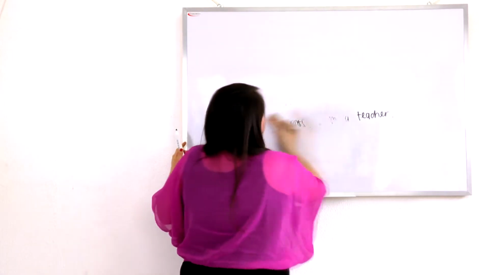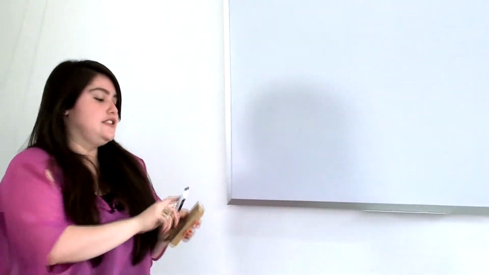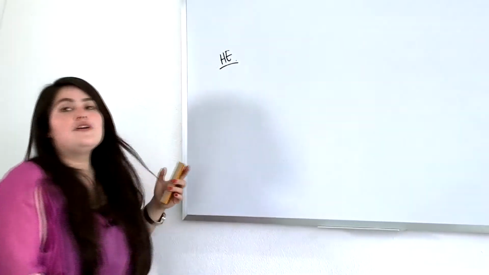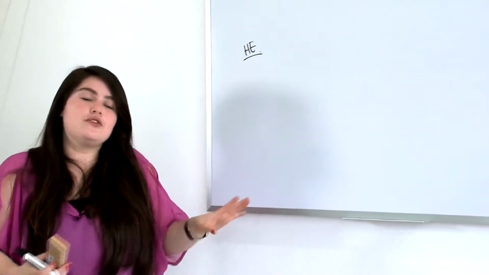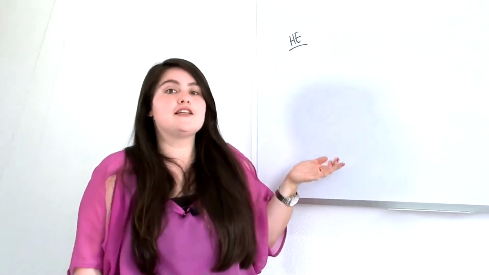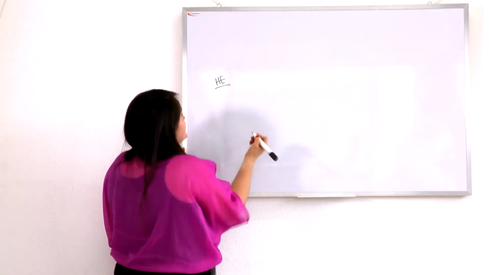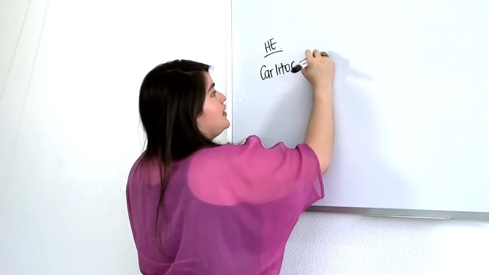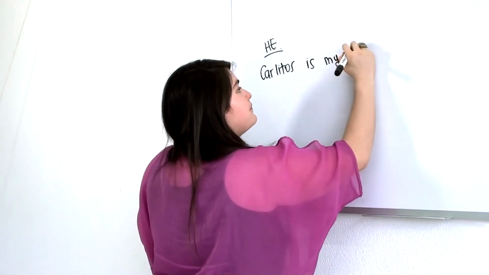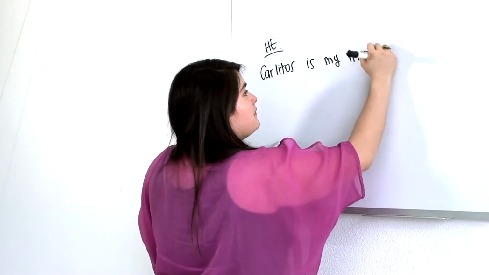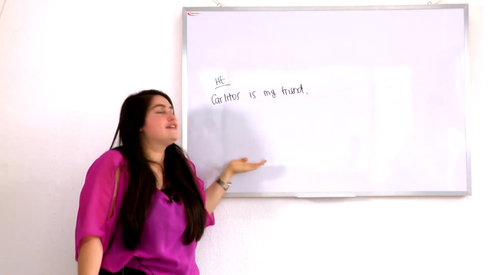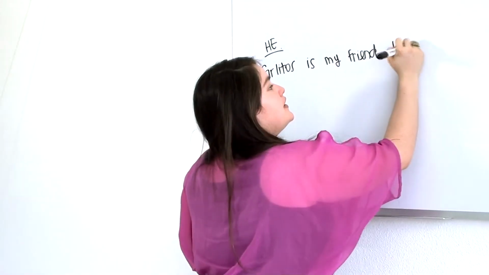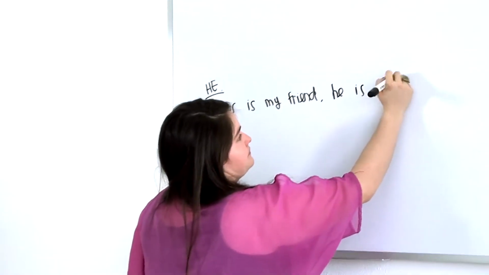Then we have another situation in he and in she. So I am going to explain it first of all with he. He also can be used in a sentence or in a paragraph or also in a conversation in which you have already mentioned a person. So for example, we are talking about Carlitos. Carlitos is my friend. So now we are going to describe how is Carlitos, but we don't need to say Carlitos again because we can use he. So he is the best one, for example.